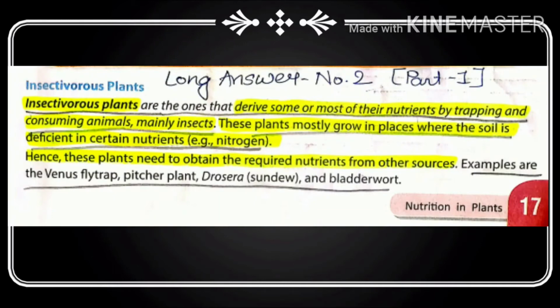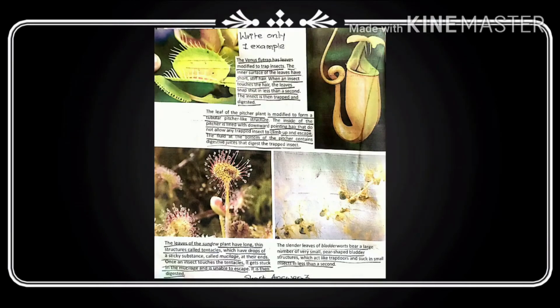on page number 18 you will find examples of insectivorous plants. Out of 4 examples, you have to describe any one example in the notebook. Though it is not visible properly here, you can refer to your textbook page number 18 for the same.